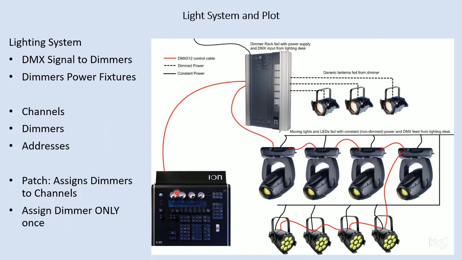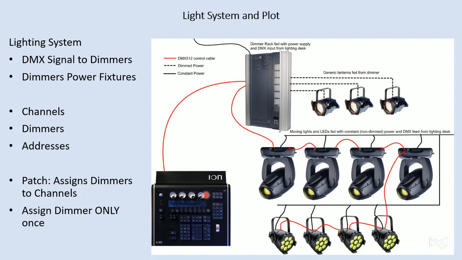And channels then are assignments. We patch the different addresses and dimmer addresses into channels so that we can organize our information. You can assign a dimmer or an address only to one channel. You can only apply it once. So I can't say dimmer number 1 is going to be in channel number 5 and dimmer number 1 is going to be in channel number 10. You can only assign a dimmer to one channel.